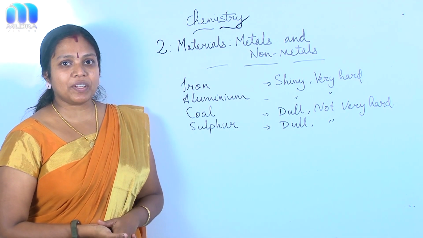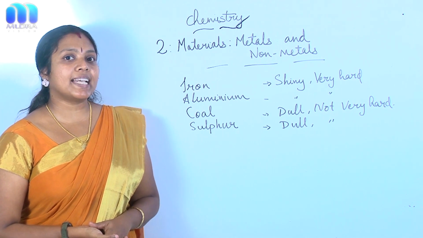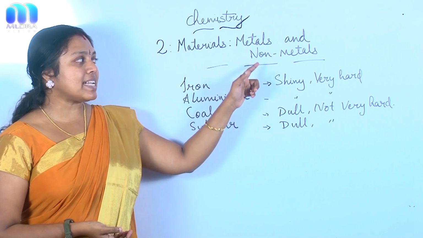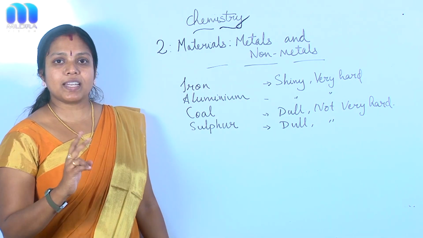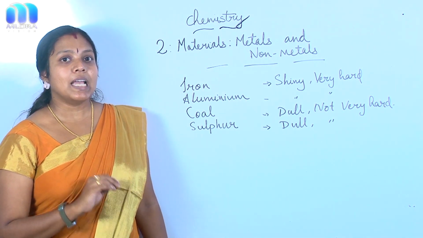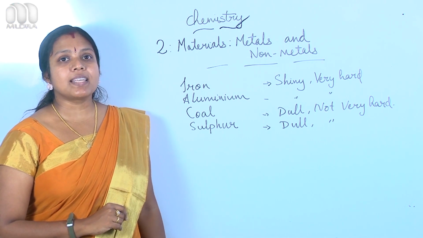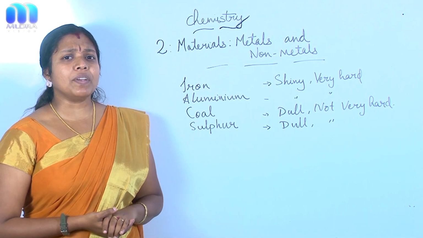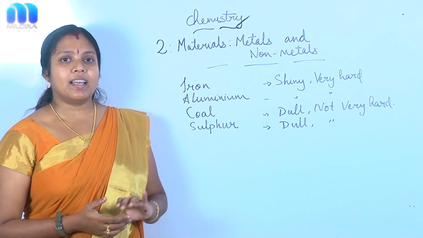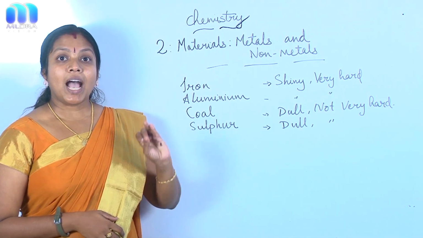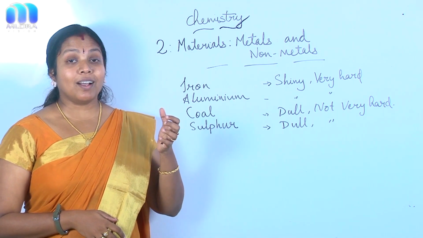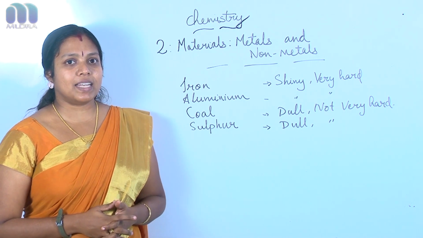We are going to start with our second chapter, and our second chapter is about materials and its classification, metals and non-metals. That is our second chapter's heading: materials, metals and non-metals. We are familiar with many types of materials like iron, aluminum, copper, sodium, coal, like that, is it?